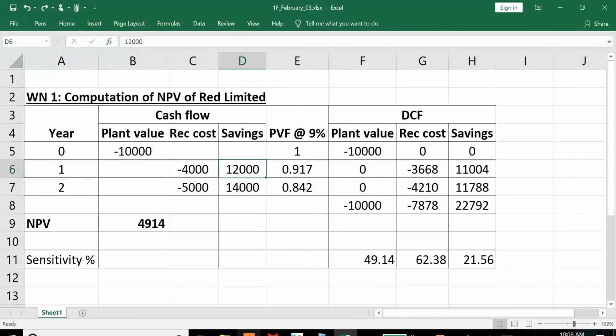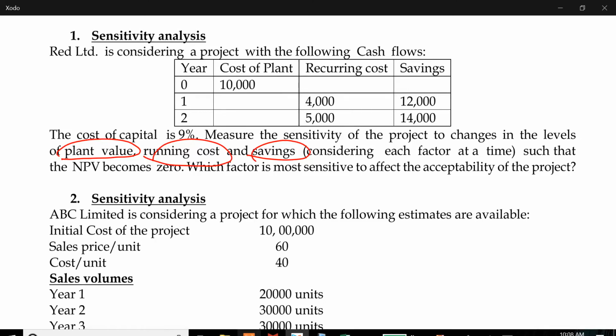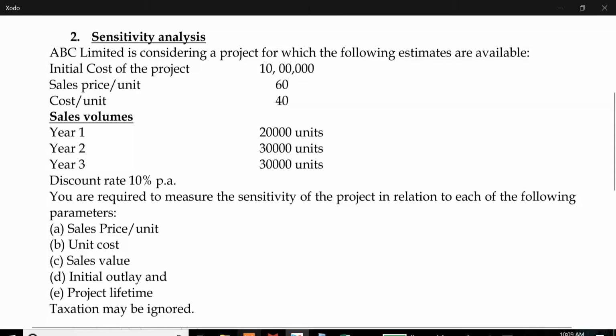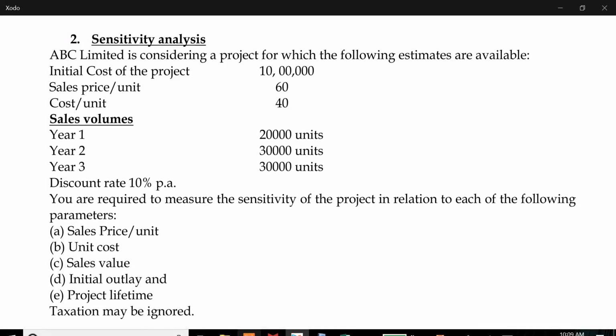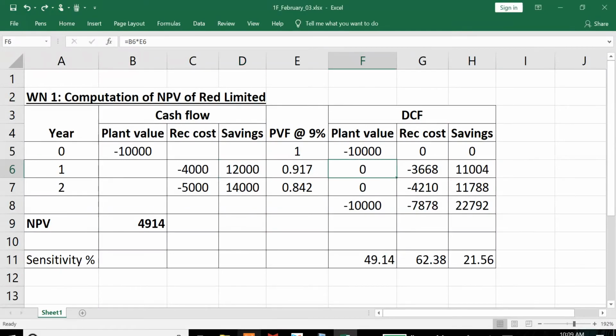Now write: the project is most sensitive to savings factor, as the same has the lowest sensitivity percentage. Now listen.